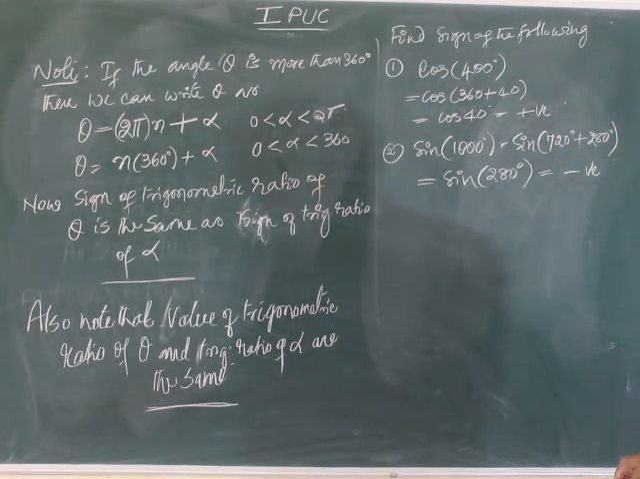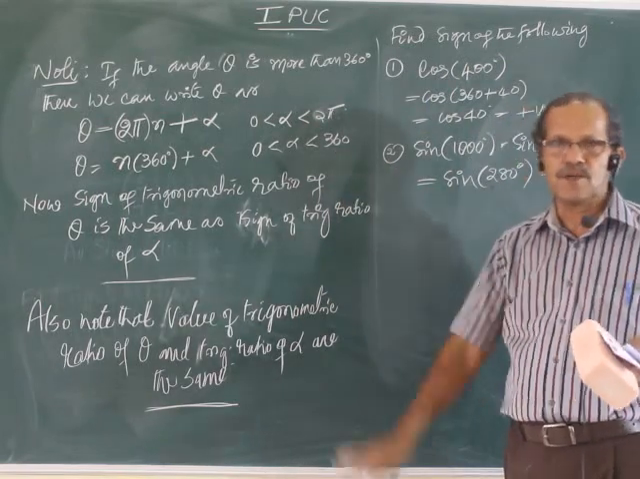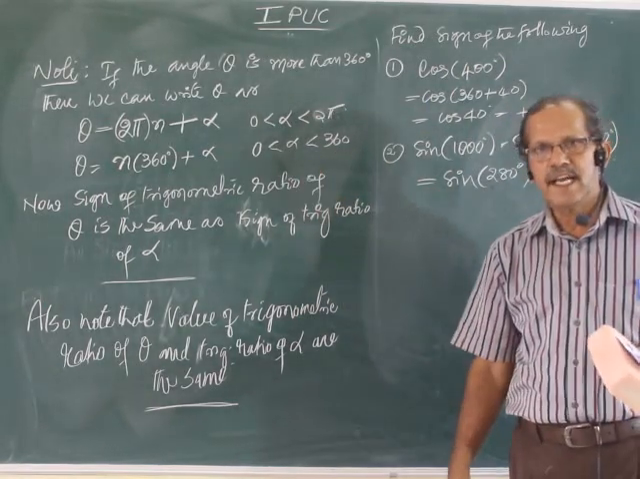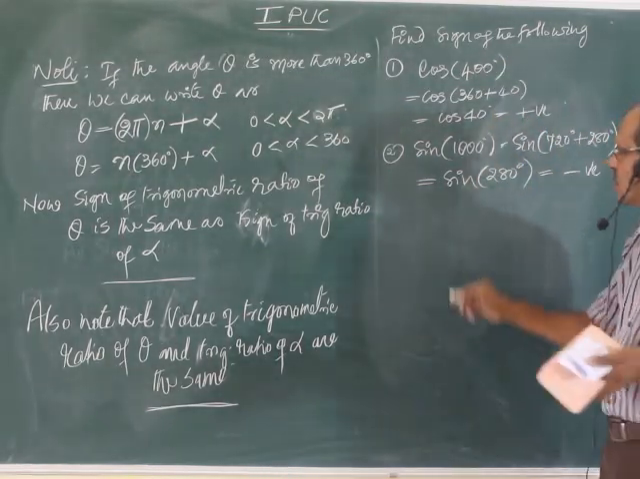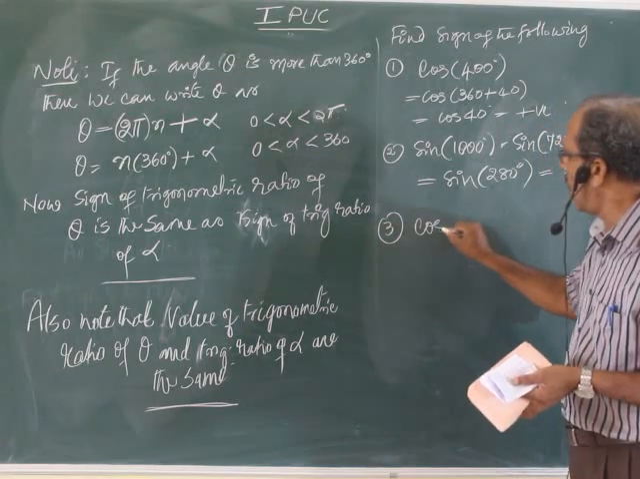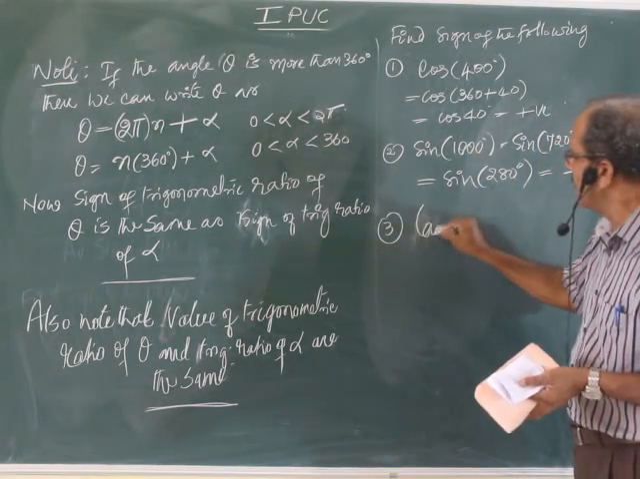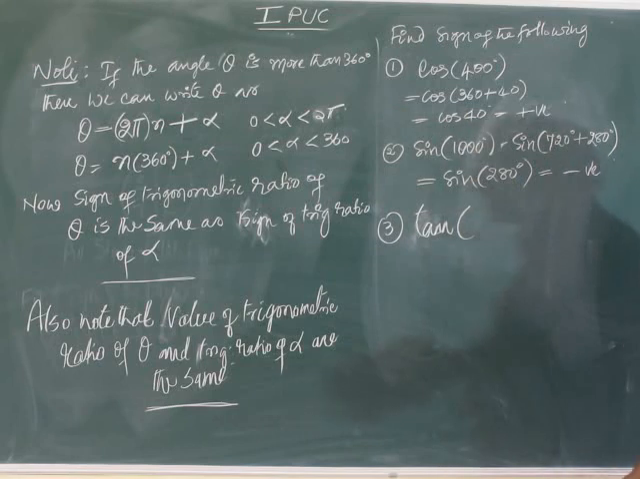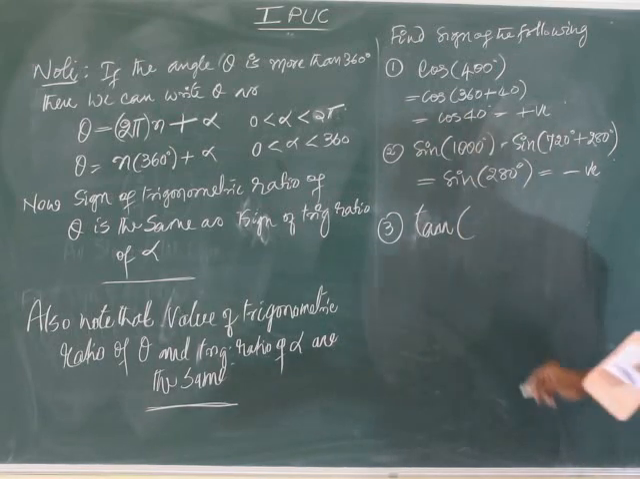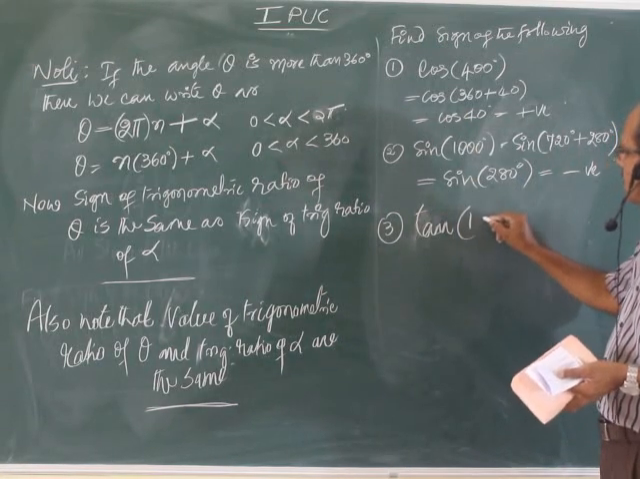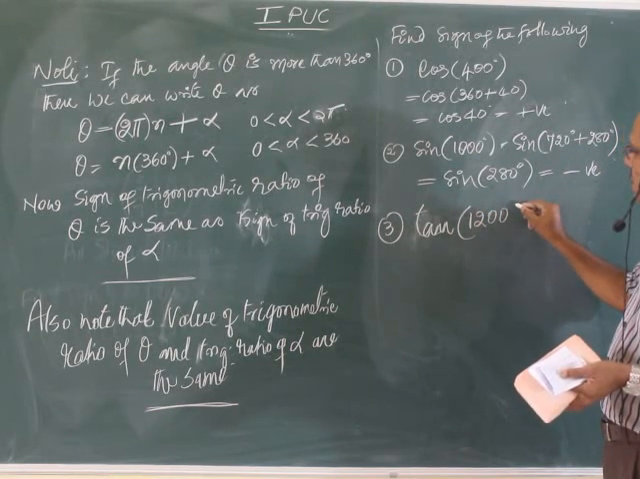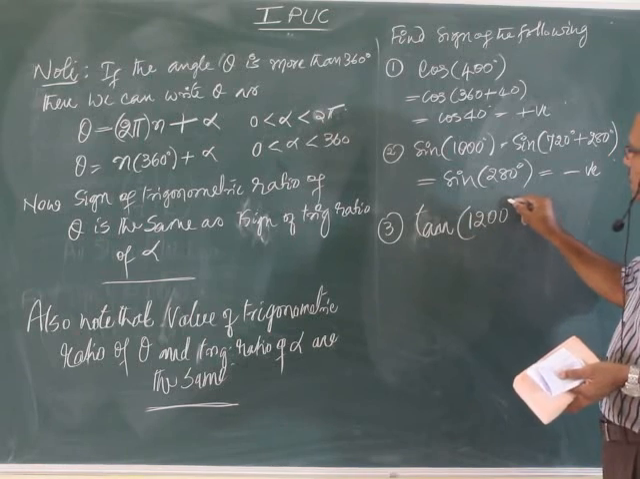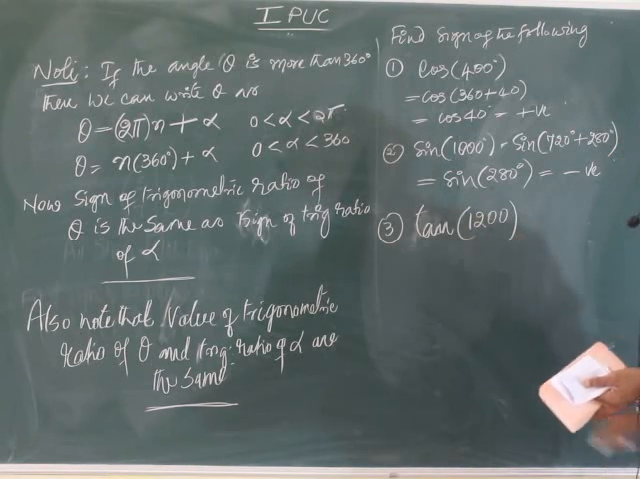See this carefully, note the thing. If the angle is less than 360, there is no doubt, you have the formula ASTC. If the angle is greater than 360, we have this method. Let me give one more example. Tan of any angle can be given, 1200 degrees. 1200, let us see.